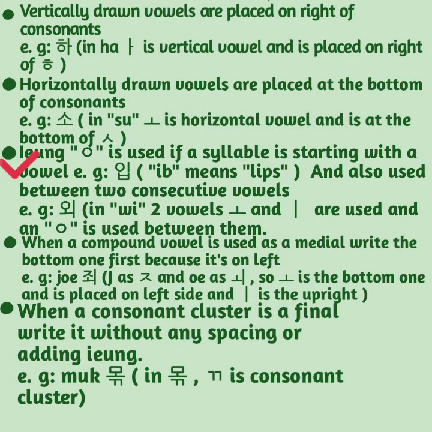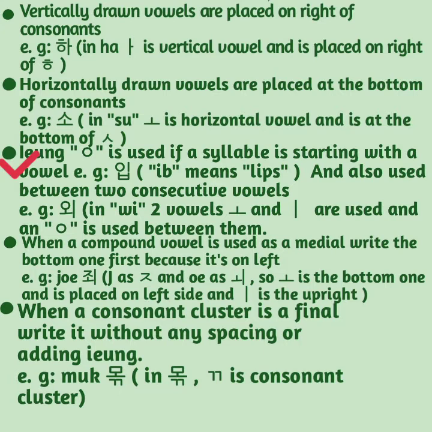Next one, iyong is used if a syllable is starting with a vowel. iyong use होता है जब एक syllable vowel से start हो रहा होता है. iyong is a consonant, so we must use a consonant before starting a Korean block. So for example, ib. Ib means lips. In Korean, we call lips ib, and iyong is also used between two consecutive vowels.